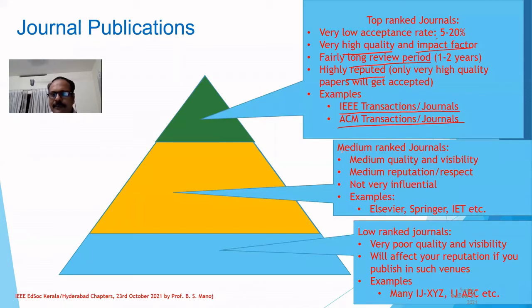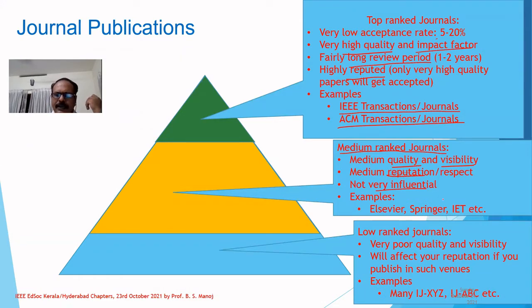The second category, which I rank as medium, has medium quality and visibility. They might accept a fairly large number of papers. The reputation is medium, not very influential. Most of the journals from IET, Springer or similar publishers can be part of this category. In fact, some of the Elsevier journals may fall into the high tier category too, based on the impact factor and so on.